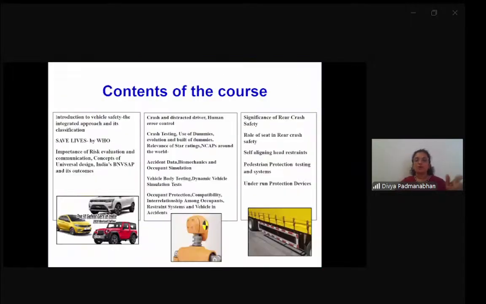So coming to the course contents, again, I'm not going to deal with it in detail, but I will take you through what the course is going to cover. In this particular course, we will focus on the Save Lives campaign and start off with that. And closer here in India, we have now been following the BNVSAP, the Bharat New Vehicle Safety Assessment Program. It's also known as Bharat NCAP.